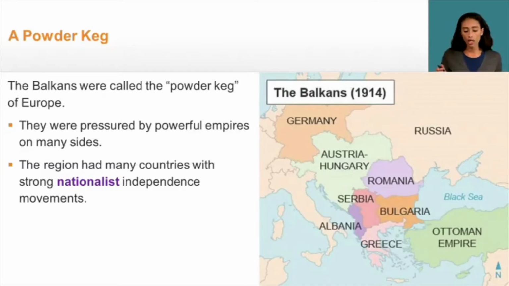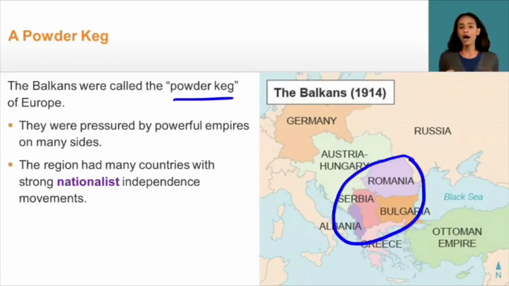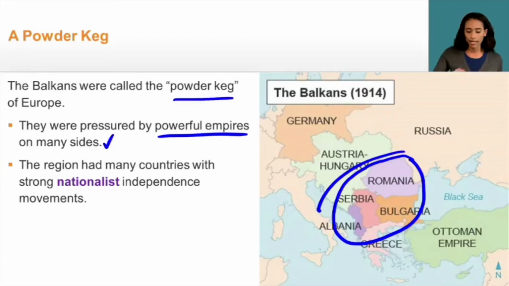Now, first of all, the Balkans, which include the region that I'm circling here, were often called the powder keg of Europe. And a powder keg is basically an explosive device that just needs one little spark to set it off. And so a lot of people were watching Europe and believed that any little thing that set off one of the countries in this region would set off the war in the continent. And this is partly because they were pressured by powerful empires on both sides. So you'll notice that they've got the Austro-Hungarian Empire on one side and the Ottoman Empire on another.